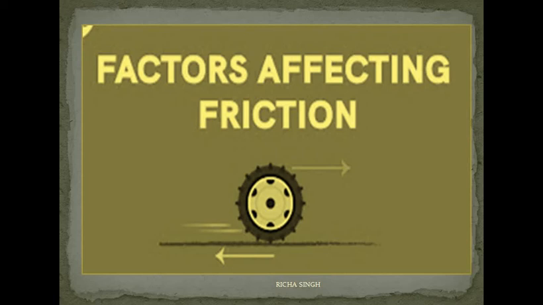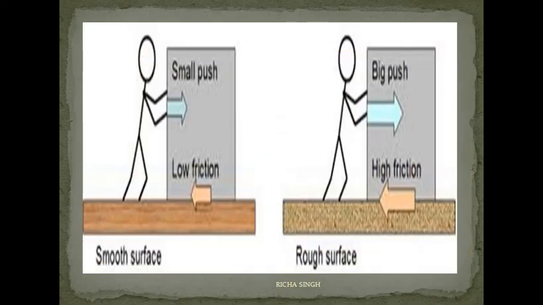Now we come to the factors which affect friction. The first factor, as you can see, is the nature of the surface. The rougher the surface is, the higher the frictional force will be. And if the surface is smooth, the friction will be low. It depends upon the roughness and smoothness of the surface. A rough surface offers more friction and a smooth surface offers less friction.